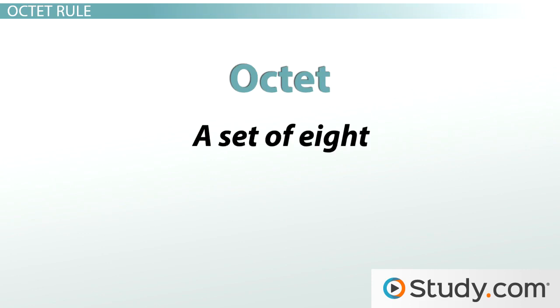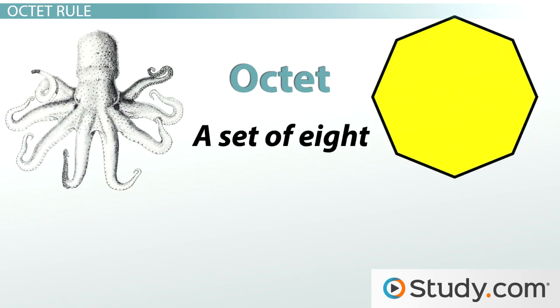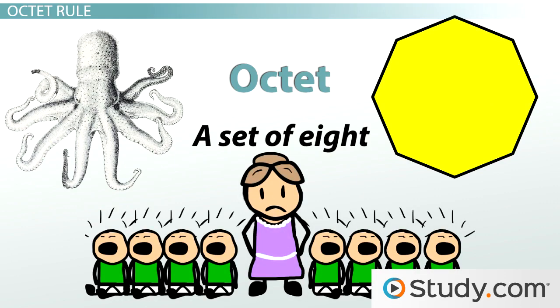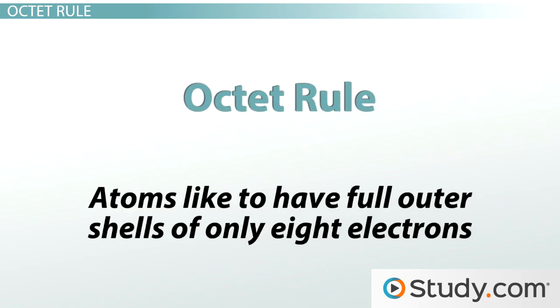An octet is a set of 8. Think octopus, an animal with 8 legs. Octagon, a figure with 8 sides. And octomom, a woman who had 8 babies at one time. In chemistry, the octet rule says that atoms like to have full outer shells of only 8 electrons.